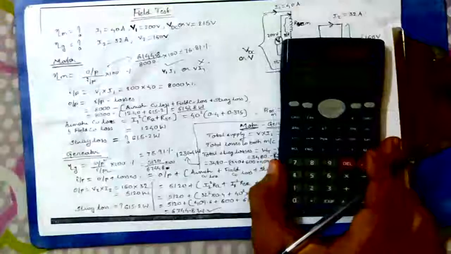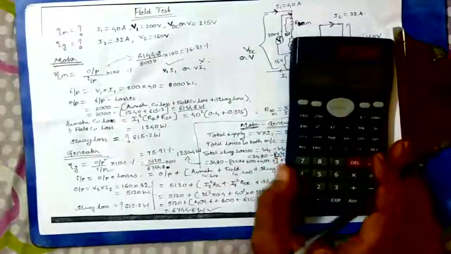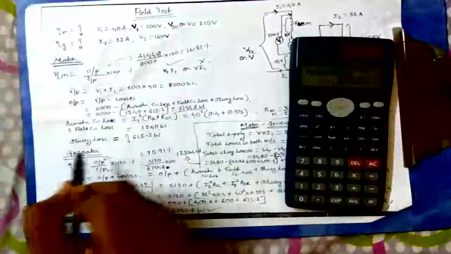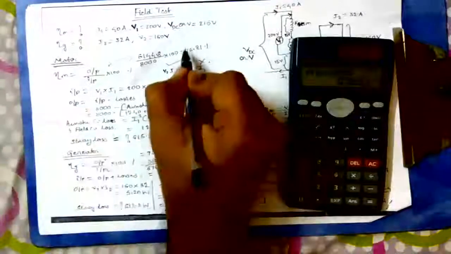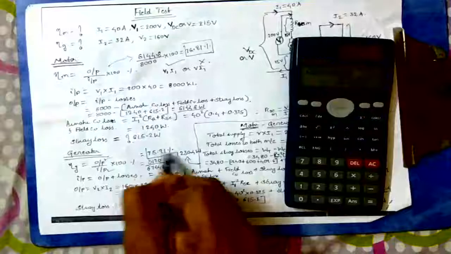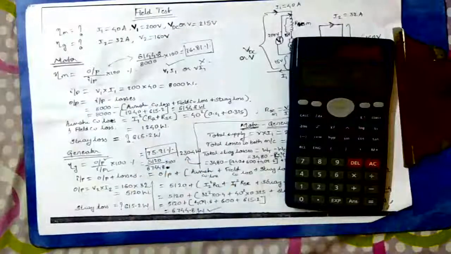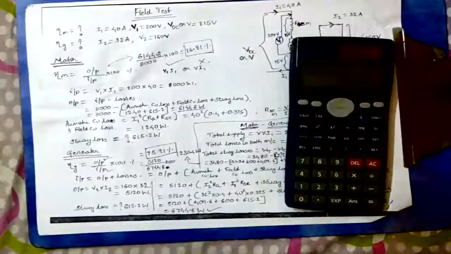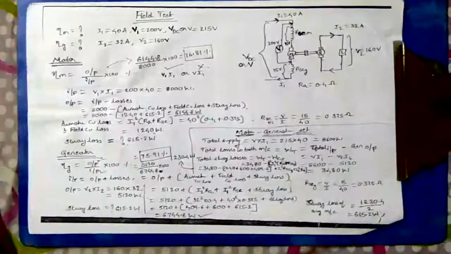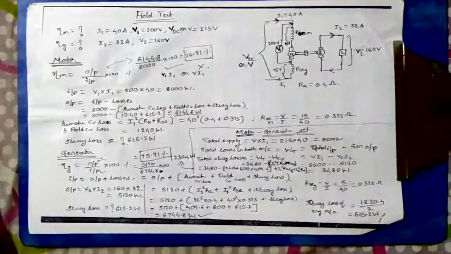So the efficiency of the motor is greater than the efficiency of the generator. Usually it will be like this. So the question is over. Efficiency of the motor is 76.81 percent and efficiency of the generator is 75.9 percent. This is the calculation part of the efficiency of the motor as well as the generator.